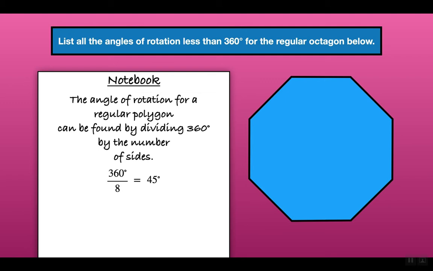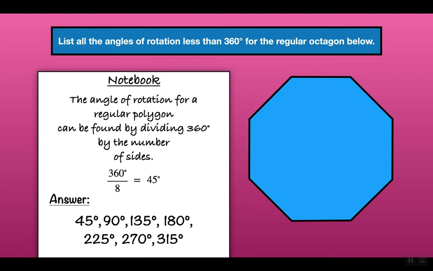But they want us to list all the angles of rotation, not just the smallest one, but all of them that are less than 360. So you have to do 45 times 1, 45 times 2, 45 times 3, etc. You got to keep listing them all until you get all of them that are less than 360. So our answer is going to be 45, 90, 135, 180, 225, 270, and 315. One way you could do that is just keep adding 45 in your calculator until you get all of them that are less than 360. Okay, next question.